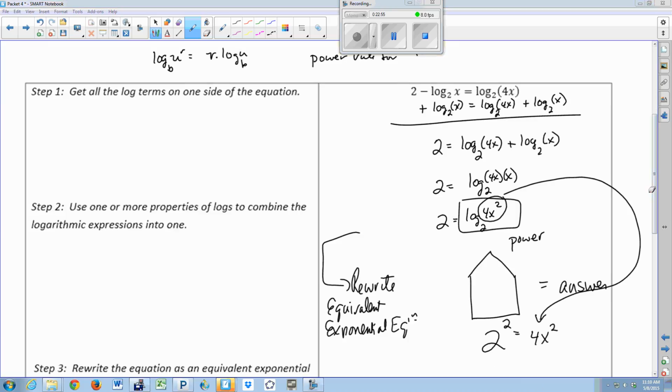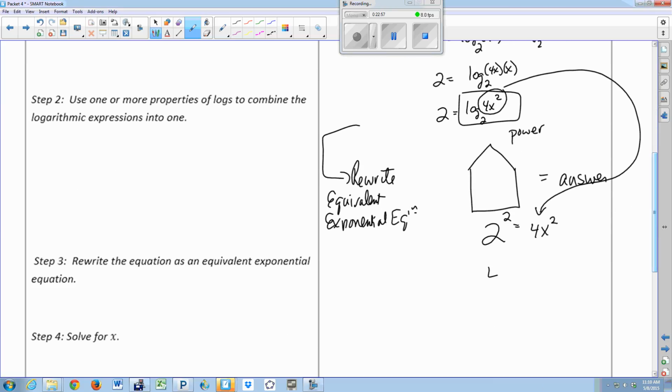So now I solve this equation, which can be done fairly quickly. 4 equals 4x squared. I divide both sides by 4. I get 1 equals x squared. So I have a little baby quadratic equation to solve. So I get x squared take away 1 equals 0.